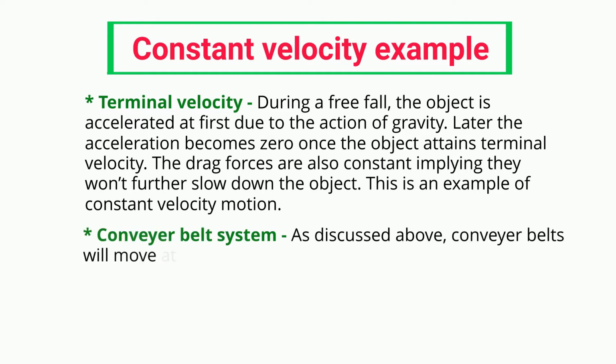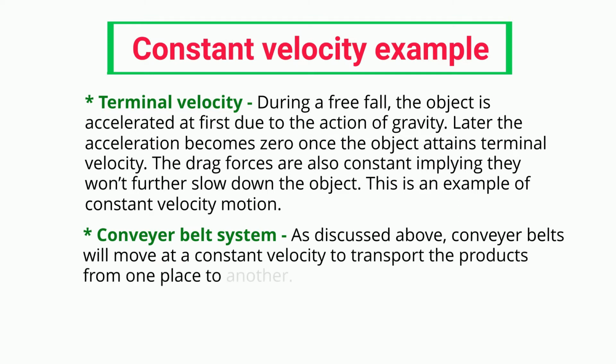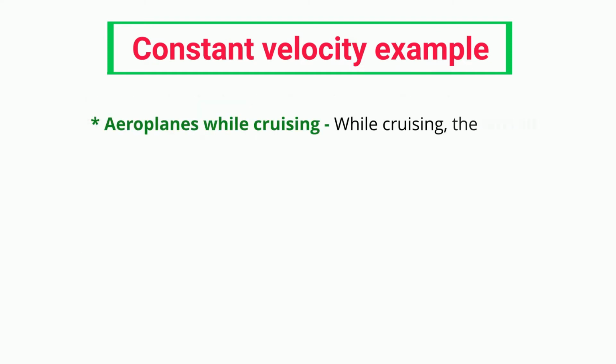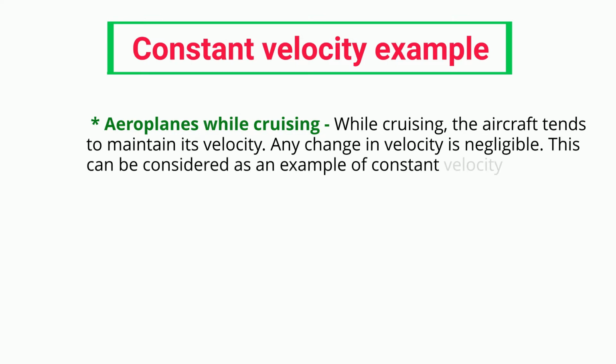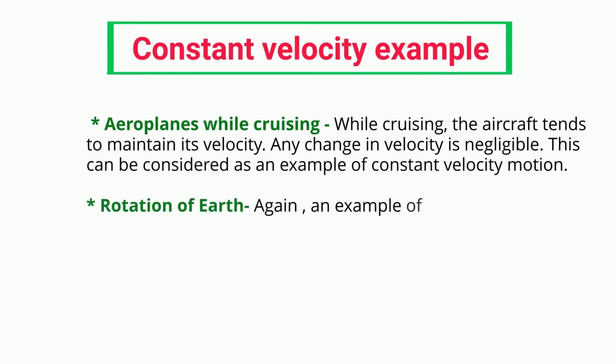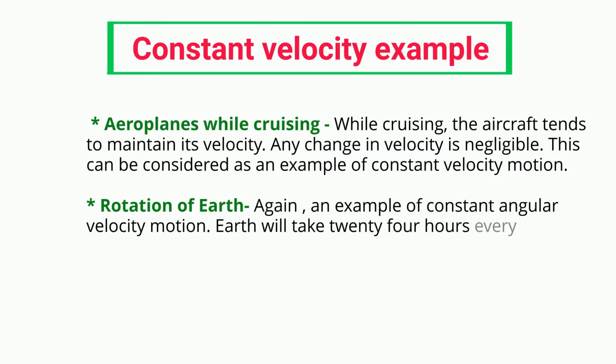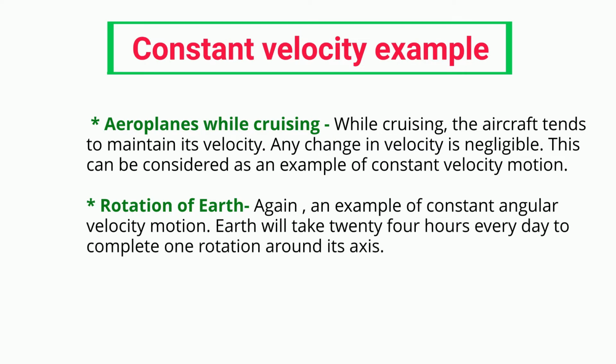Conveyor belt system. As discussed above, conveyor belts will move at a constant velocity to transport the products from one place to another. Aeroplanes. While cruising, the aircraft tends to maintain its velocity. Any change in velocity is negligible. This can be considered as an example of constant velocity motion. Rotation of Earth. Again, an example of constant angular velocity motion. Earth will take 24 hours every day to complete one rotation around its axis.